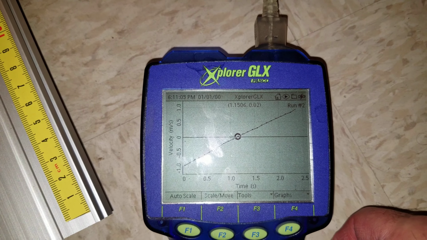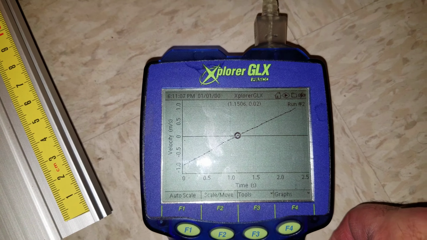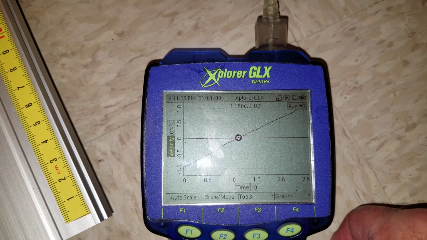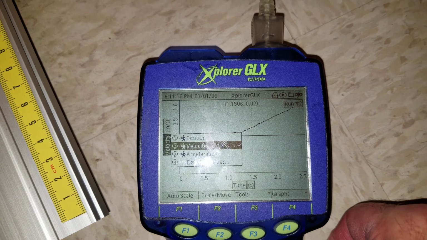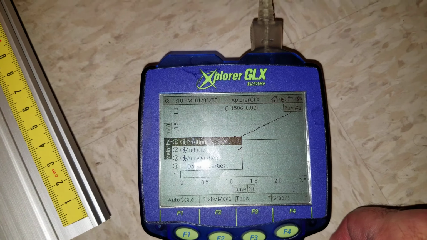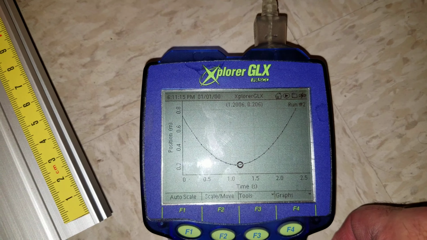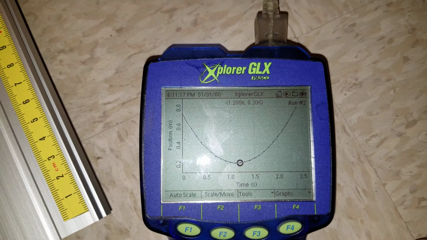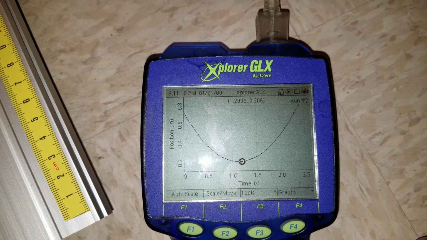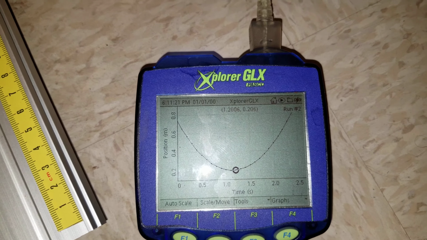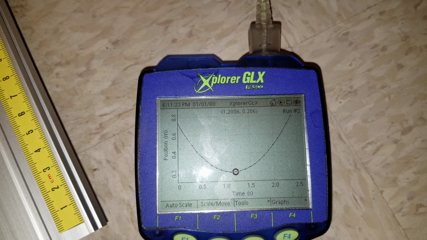And then if we look at the position time graph, what we should see is something that is consistent with the velocity initially being negative. And here we see that the initial slope of the position time graph is negative. That corresponds to negative initial velocity.